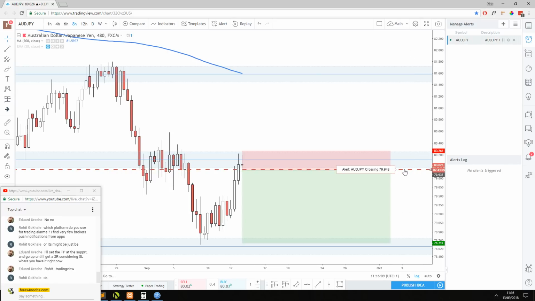The only reason I prefer my broker's alarms over TradingView's alarms is not because my broker's alarms are better, just because I'm taking the trade on that platform and not on TradingView. So it's just what I prefer. But TradingView alarms are good.